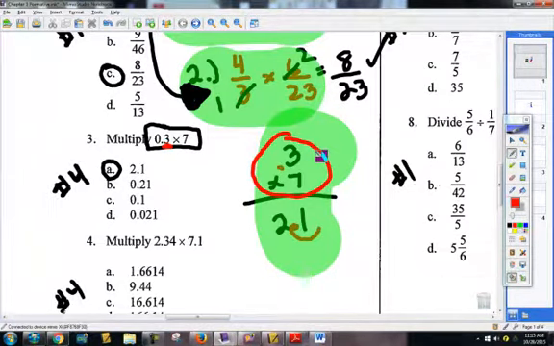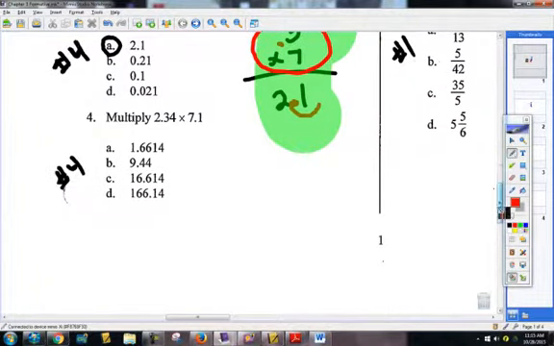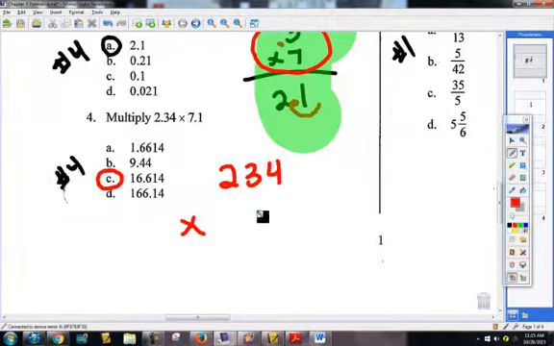I just think it helps the students out if they take them out. Okay? What problem would I be doing? Well, I'll tell you number 4 is letter C, first of all. Now, what problem would I have you do instead of 2.34 times 7.1? Andrew? 234 times 7. Yeah, just take it out completely. So I'm doing 234 times 71.